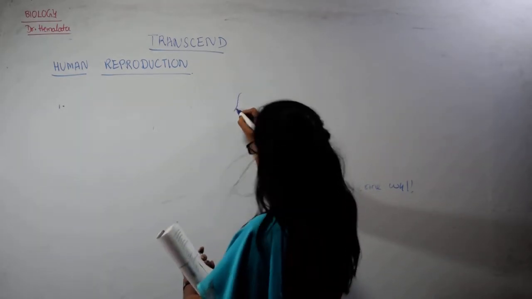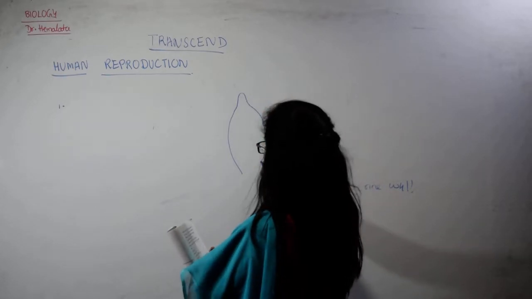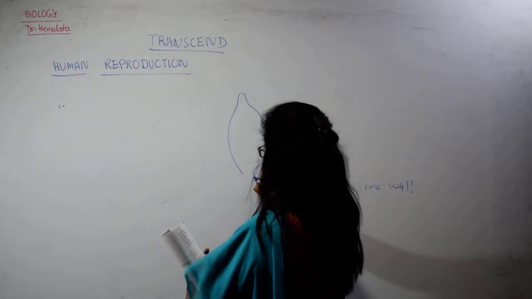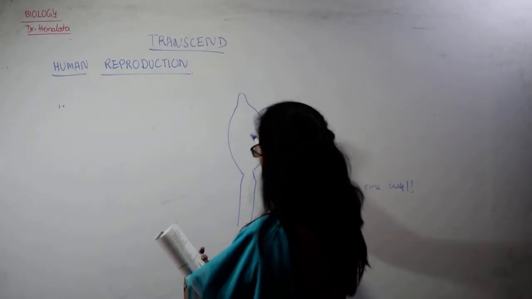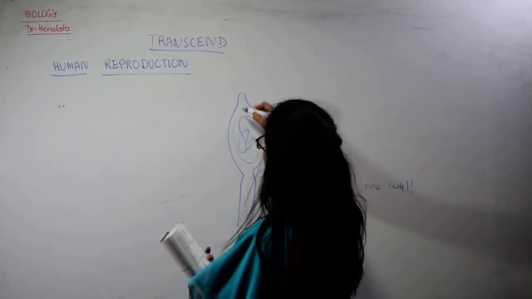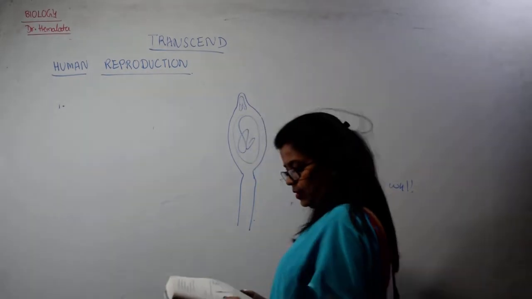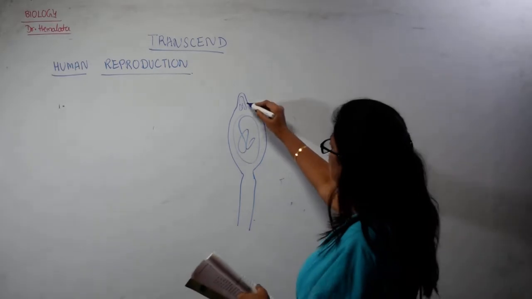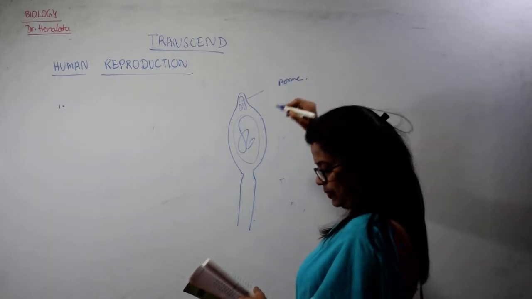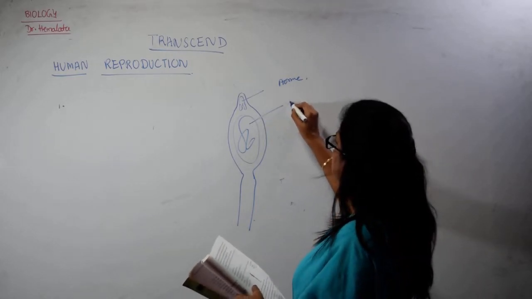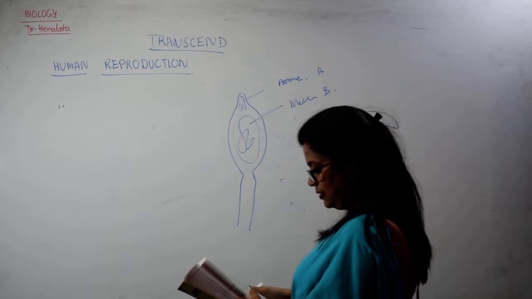Let me explain this. This is the tip of the sperm, then the neck and body part. Here is the male nucleus, and here is the acrosome. Now, A is the acrosome, and B is the nucleus. This is B, this is A, and this is the nucleus.